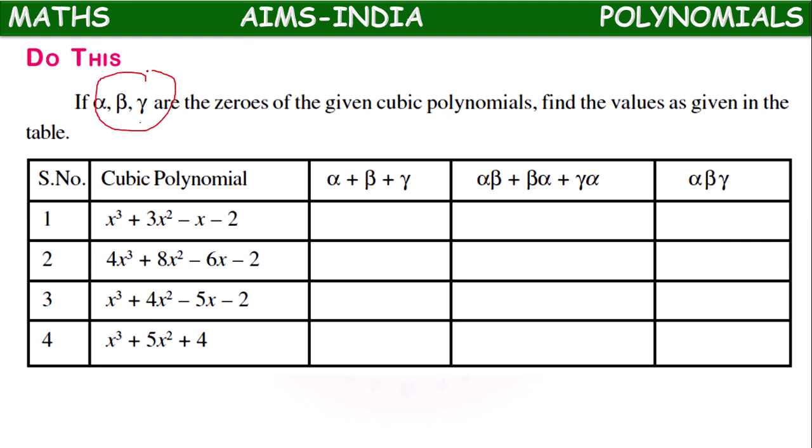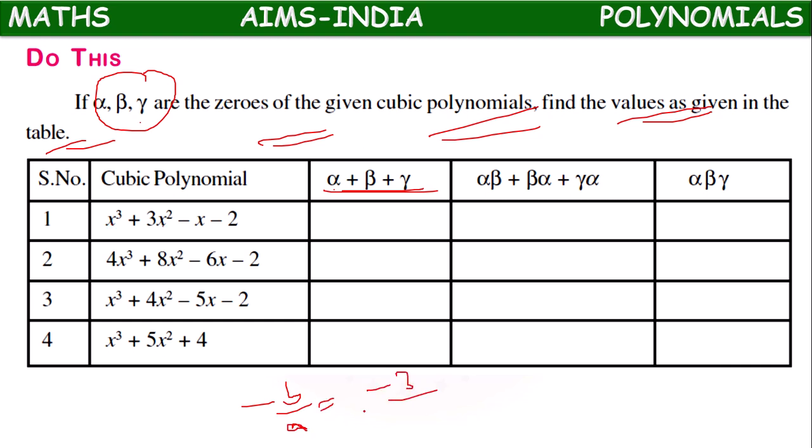So, if alpha, beta, gamma are the zeros of given cubic polynomials, find the values as given in the table. So, alpha plus beta plus gamma. What is the sum of alpha, beta, gamma? What is the direct formula? Minus b by a. What is b here? 3. Minus 3 by, what is a here? 1. So, minus 3.